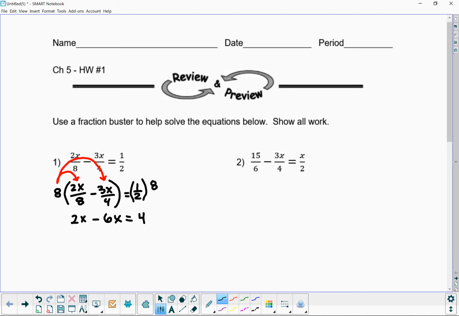Okay, and now I can combine them all because I've essentially busted the fraction. So 2x minus 6x makes negative 4x equals 4. Divide both sides by negative 4. By doing that, these negative 4s cancel. That leaves me with x equals, and 4 divided by negative 4 is negative 1.